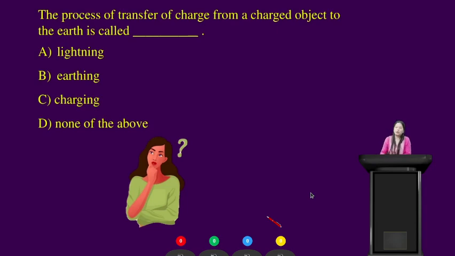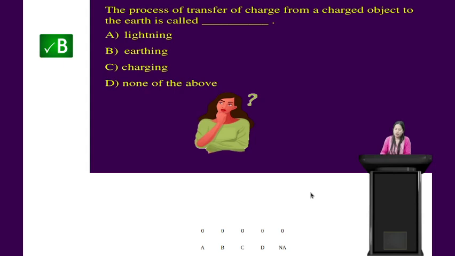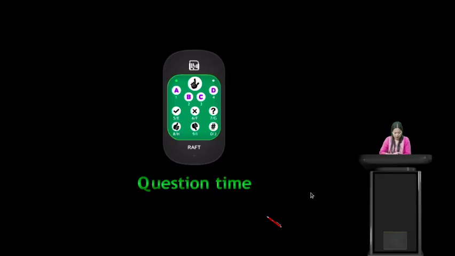Alright, students, your time is up, and yes, very good. The correct answer is option B, that is earthing. The process of transfer of charge from a charged object to the earth is called earthing. Very good, students. We have another question.